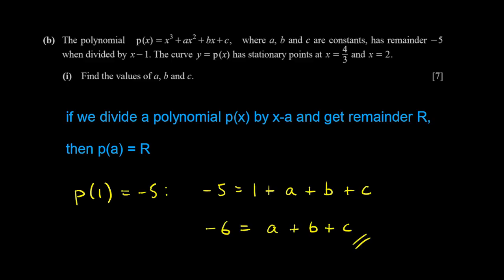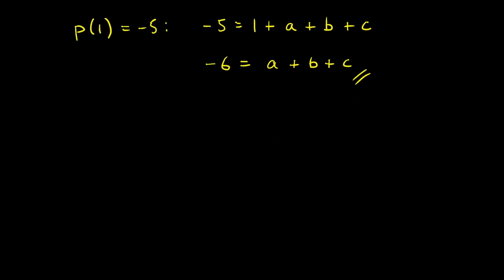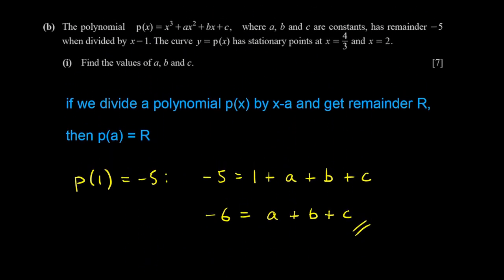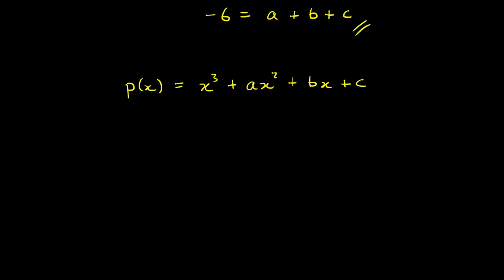How do we find stationary points? Stationary points are where the gradient is 0, so that means where dy dx is 0. So we've got to differentiate this function. Let's write that out. P of x is equal to x cubed plus ax squared plus bx plus c. And we want to differentiate this, so we're going to find p prime. If we differentiate that, we get 3x squared plus 2ax plus b. If we differentiate bx, we get b, and if we differentiate c, we get 0, because c is a constant.